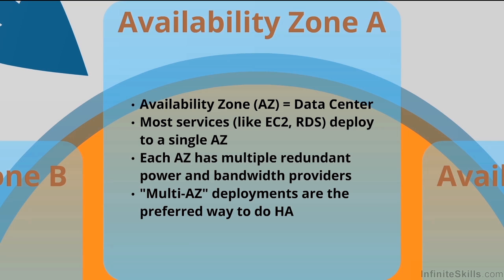That said, if you want to further insulate yourself from outages, you can do multi-AZ deployments, where you deploy assets across several AZs. That is the preferred way to do HA, or high availability, inside of Amazon.